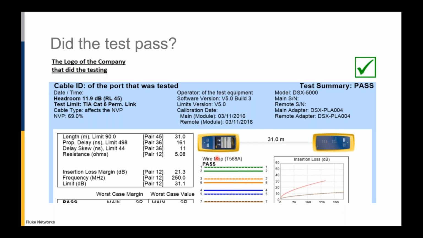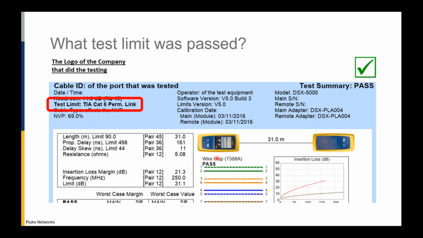And the 2 fields I want you to look at, first is, did the test result pass? It seems silly, it seems obvious when you're looking at a passing test result, but make sure it passes. And the second field that's very important, what is the test limit? What was the requirement of the height of the overpasses that was being used? In this case, they've tested against category 6 permanent link limits. Now, if you were asking for category 6A, this doesn't confirm that you have category 6A, just category 6. So again, did it pass?